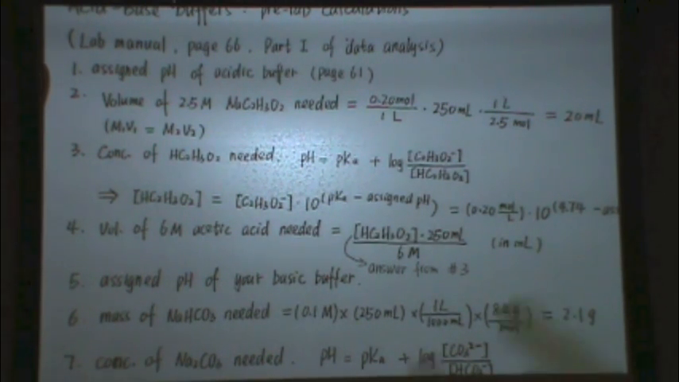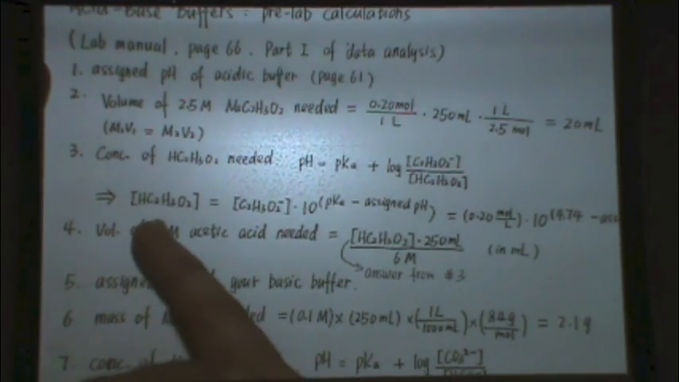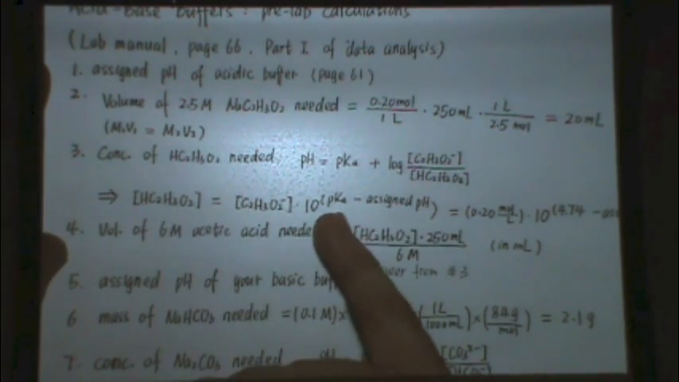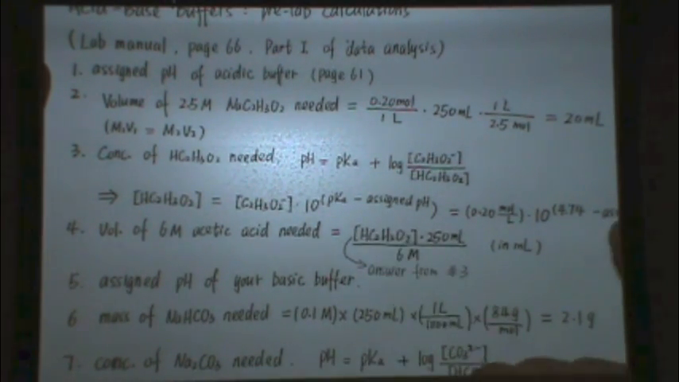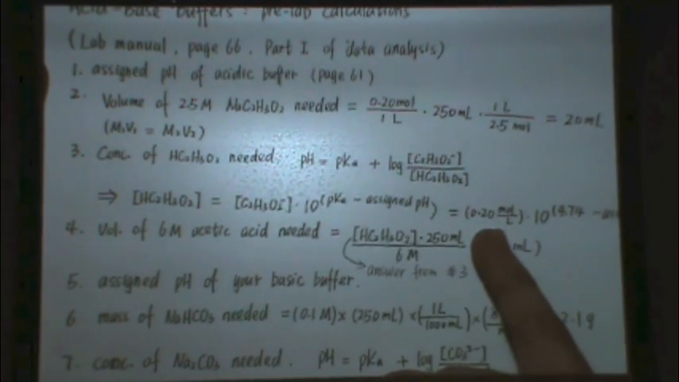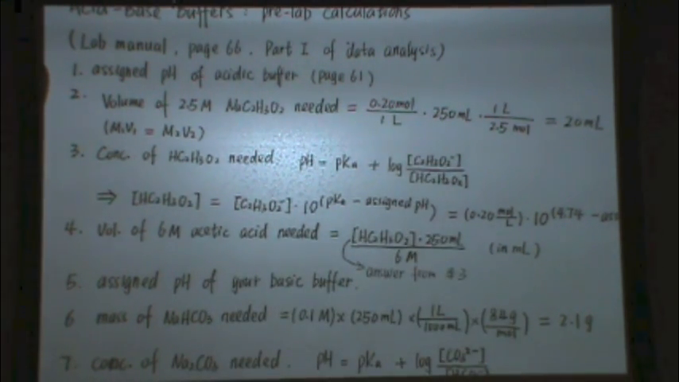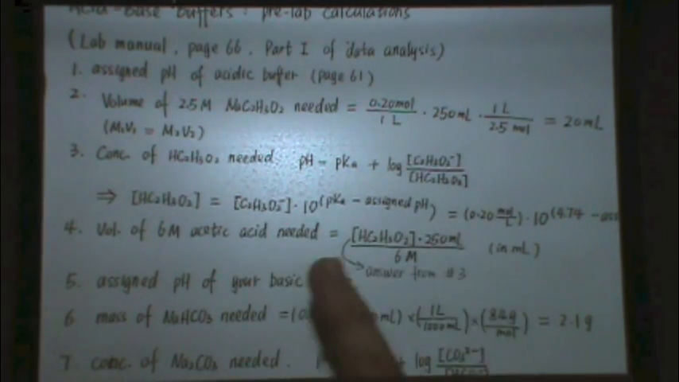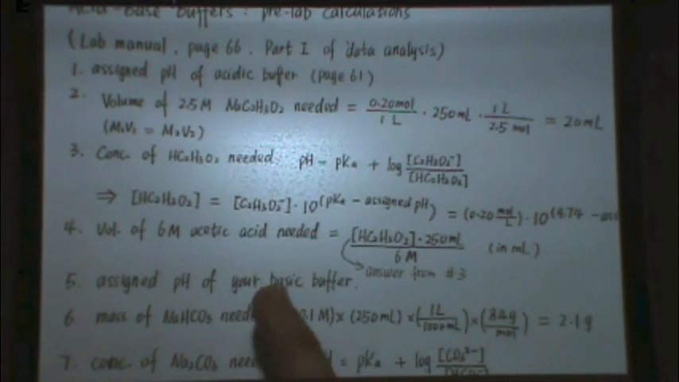Then once you find that, you're going to go straight to the Henderson-Hasselbalch. You're going to solve the Henderson-Hasselbalch for the acid. You'll know the pKa, that's 4.74, and you have an assigned pH. This 0.2 is the base concentration from before, the 0.2 molar. You're going to solve for that.